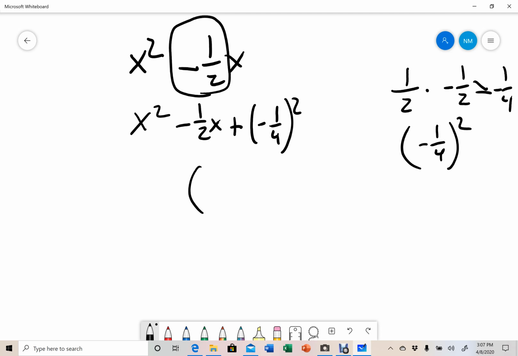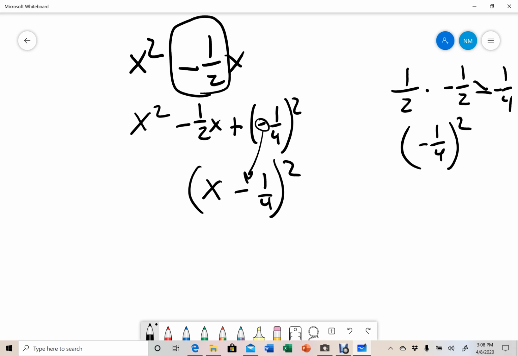Okay, so I factor this then into (x minus 1/4) squared. Now, why do I have a minus here and not a plus? Well, I can put the plus here and then put this in parentheses and square that. But the truth is it's going to come out to this. If I have a negative with my third term, this sign is what's going to be right here. That's where we get this negative from.